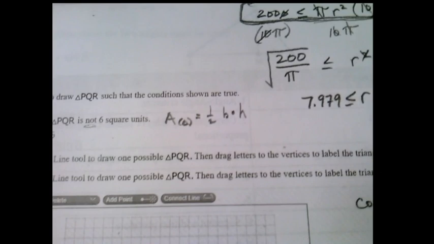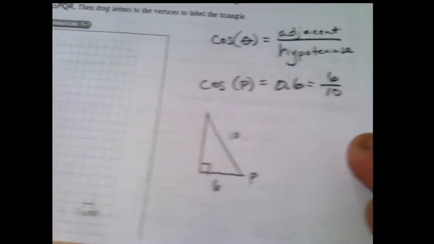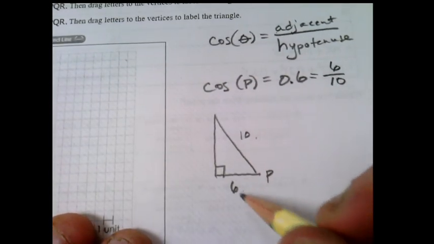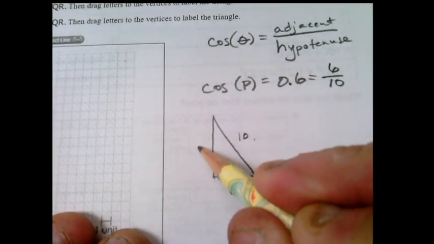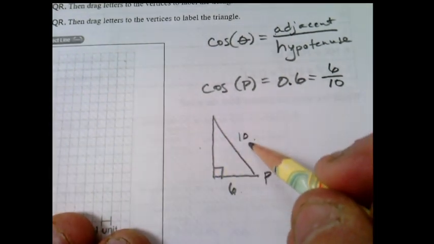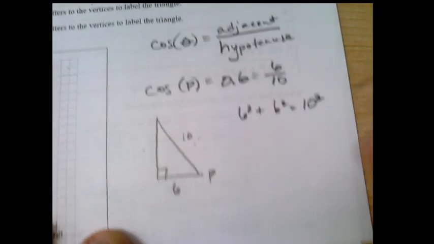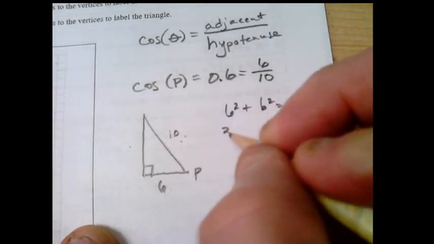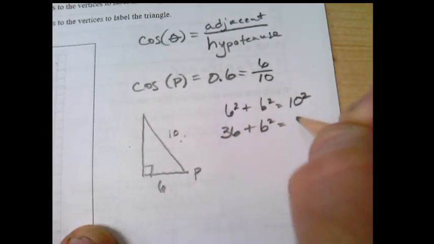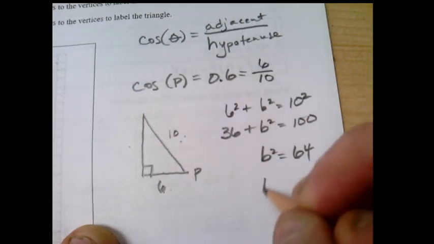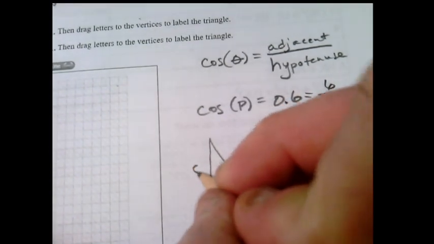Now, how do we figure out what this other length is going to be? Because we want to make sure, going back to the directions here, that our area is not 6 square units. So I'm going to say this: 6 squared plus b squared equals 10 squared. That'd be one way to do it. If we work it out, 36 plus b squared equals 100. B squared will equal 64, and b will equal 8.